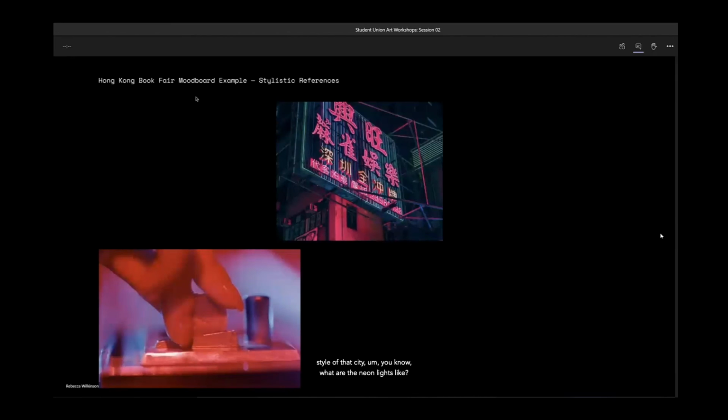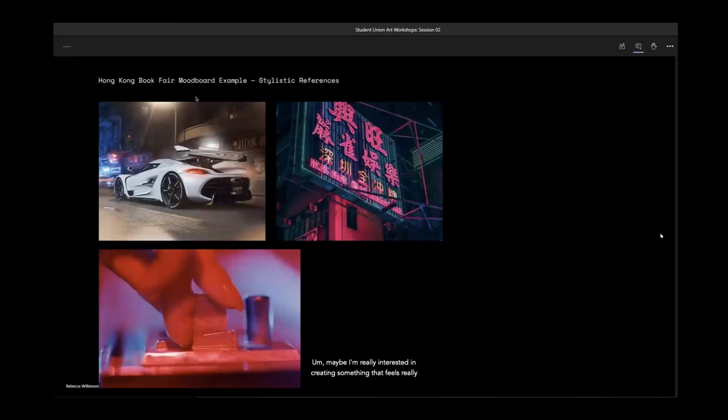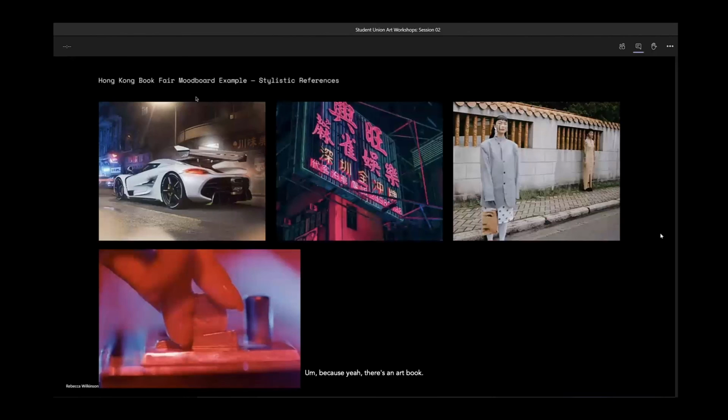What are the neon lights like? What are the colors of the nightlife of Hong Kong? Maybe I'm really interested in creating something that feels really current and really fast and contemporary. And maybe what exemplifies that is a crazy sports car. Because it's an art book fair and it's very much about form, maybe I want to look at references outside of graphic design and art, and I want to think about something like fashion.